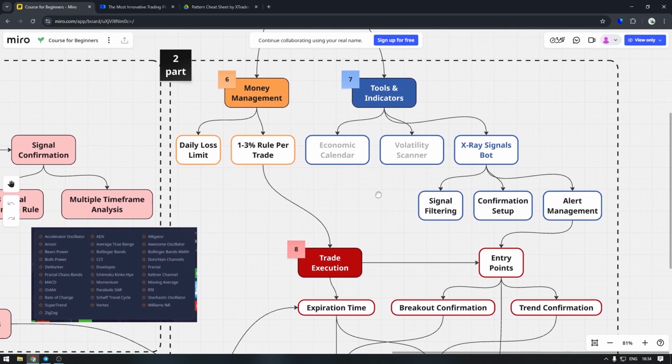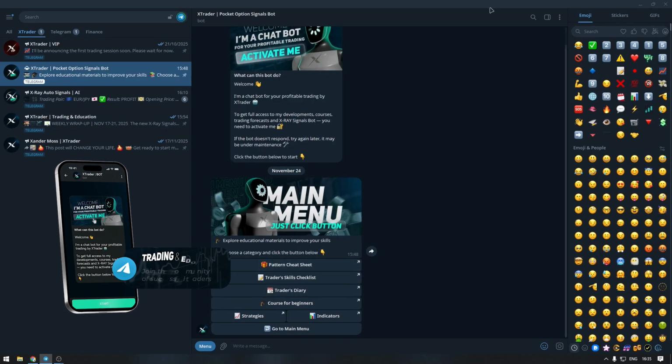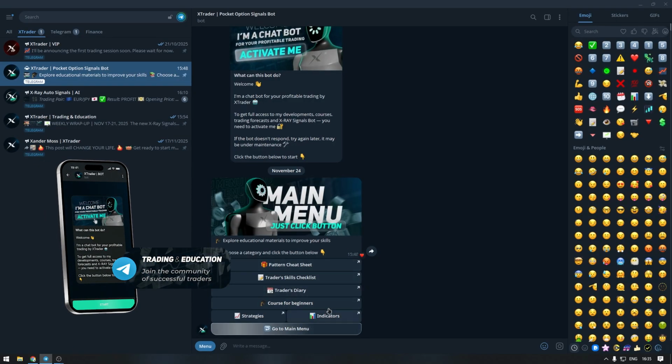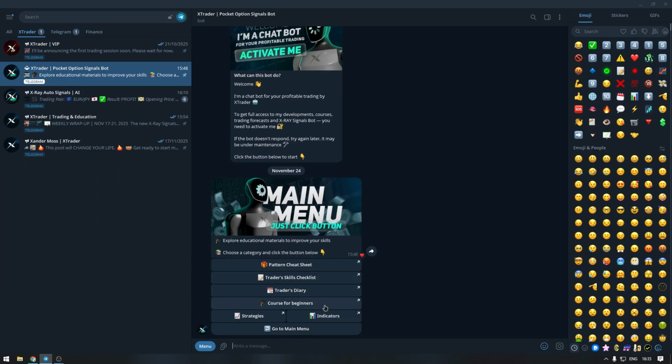7th, tools and indicators. Here you see the economic calendar and volatility scanner, but I will show you something much more interesting. I developed, with my team of course, tools that will help you. It's called X-ray Signals Bot. I'll show it to you. You see there is an academy. You can find the trading skills checklist, traders diary, course for beginners, indicators.